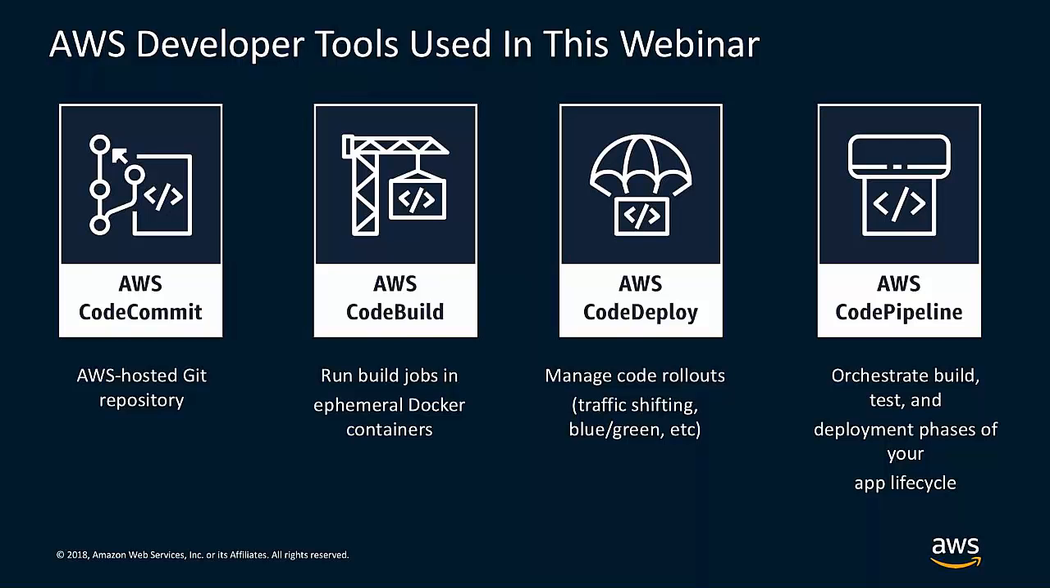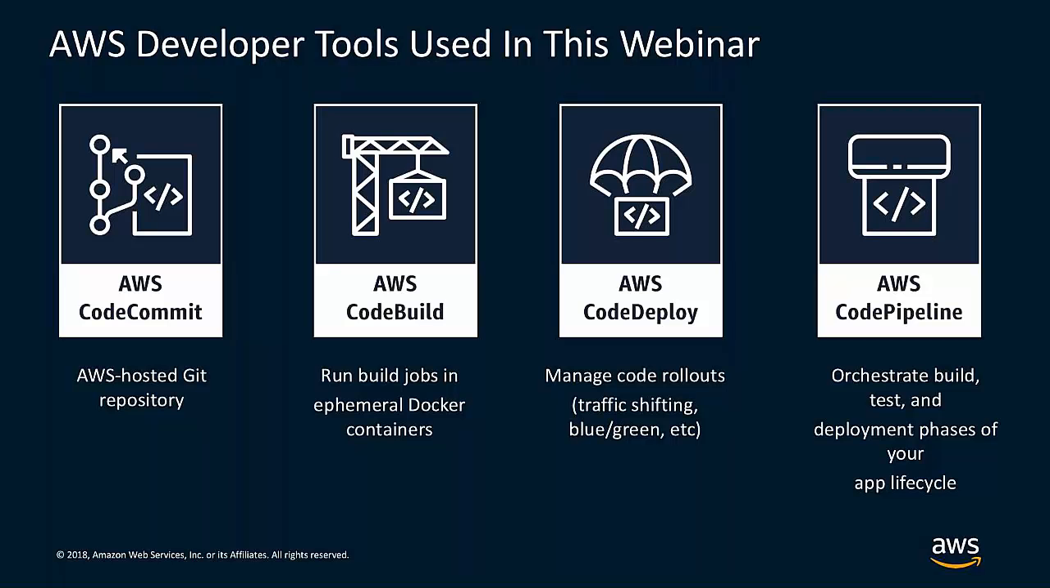So the ones we'll look at today are CodeCommit, which is AWS's hosted Git repository. CodeBuild, which lets you run build jobs in ephemeral Docker containers. So it'll spin up a Docker container, run a bash script for you, and then spin back down. AWS CodeDeploy, which we'll look at when we get to the code rollout piece.